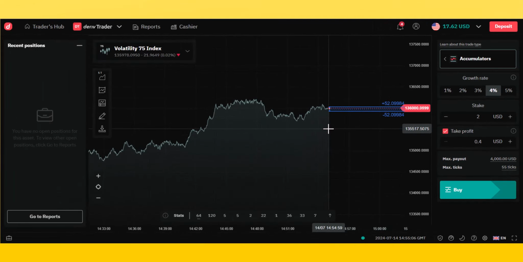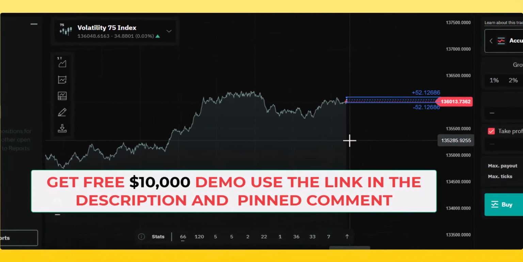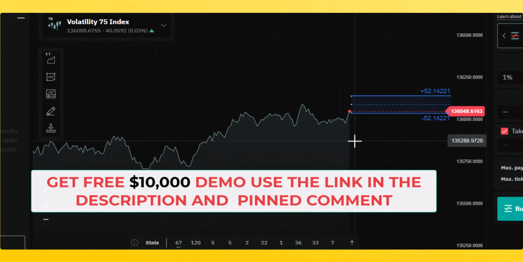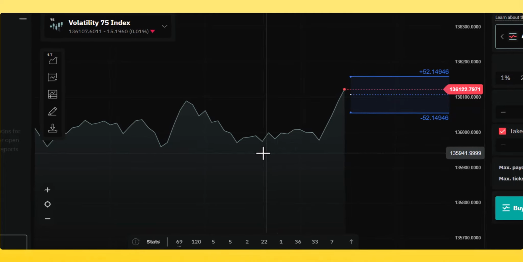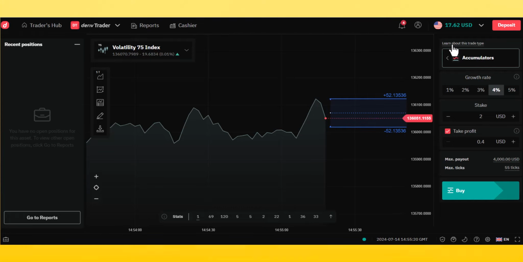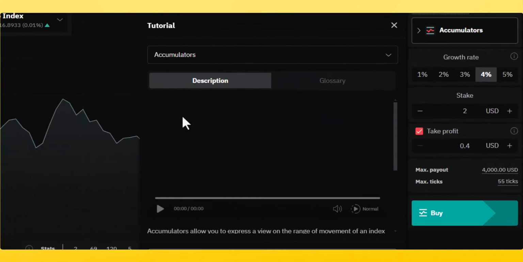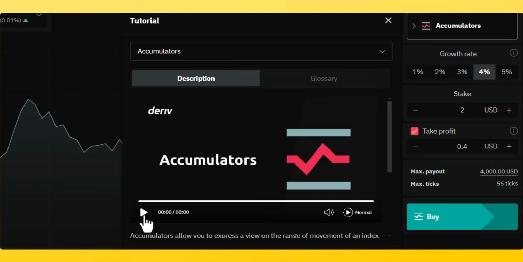So select it, and let me just zoom in a little bit. And let me explain a few things about how the accumulator works. Now, the accumulator works by, okay, let me just show you this video, short description.